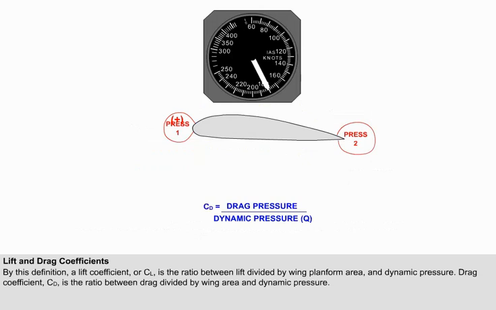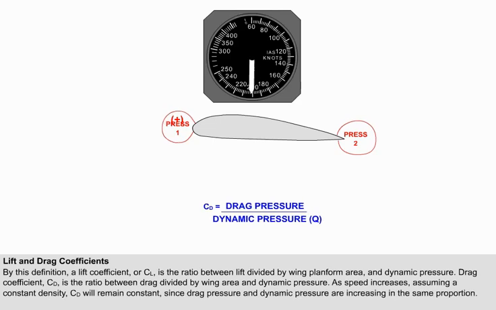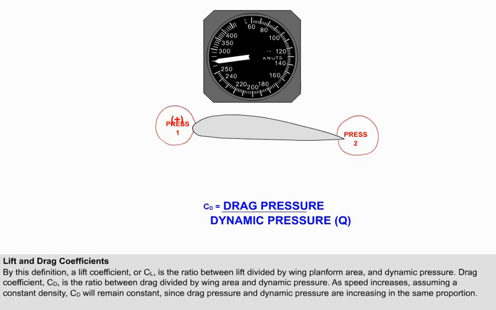As speed increases, assuming a constant density, CD will remain constant, since drag pressure and dynamic pressure are increasing in the same proportion.